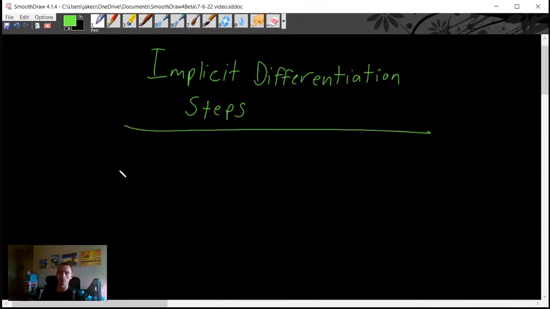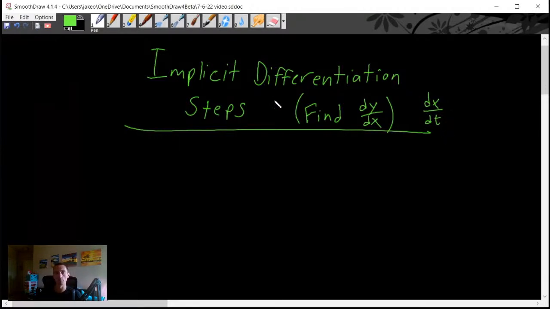Whenever you're doing any implicit differentiation problem, typically what the problem asks you to do is find dy/dx, which is probably the most common thing it would ask you to find. It may say something like dx/dt, for example. That's another common situation. But essentially what you're trying to do is find the derivative of some function with respect to some variable. If it's dy/dx, you're saying find the derivative of y with respect to x.